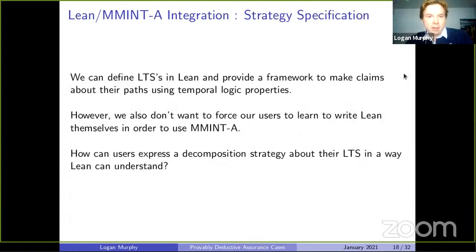And these are ubiquitous in more formal software engineering. So of course we can define those easily in Lean, and then we developed a framework to make claims about the paths of an LTS using temporal logic properties easily enough. But importantly, because our end goal is to leverage Lean in this software modeling tool, we don't necessarily want to restrict our users to only ones that can write Lean themselves. And so the question is, how do we express a claim decomposition strategy about a system in a way that a user can input, but that Lean can also understand?